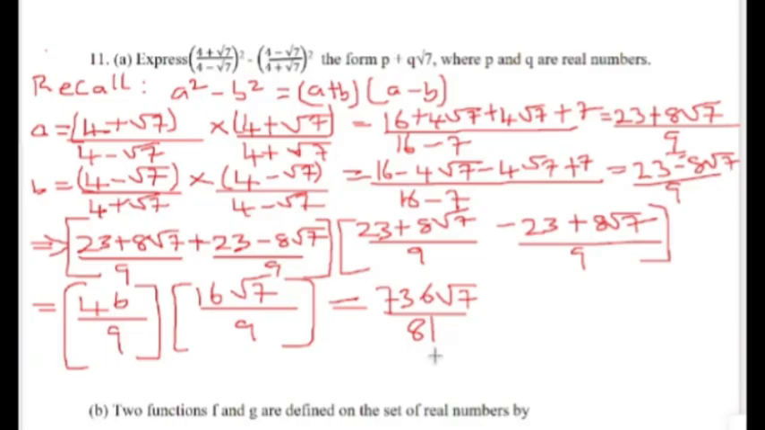So we are asked to express our final answer in the form p plus q root 7, where p and q are real numbers. So if we make reference to that, it means that therefore p is equal to 0, while q is equal to 736 over 81. Okay, so we'll be looking at question 11b.